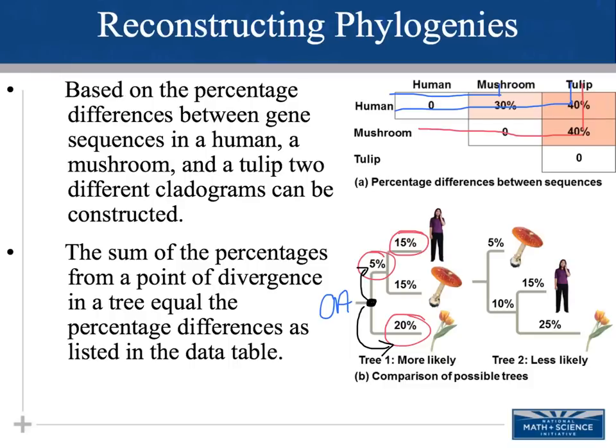So another way to read this would be: the bigger the differences between them, the further apart they should be on your tree. So you end up with a tree that shows the human, and then the mushroom, and then the tulip.